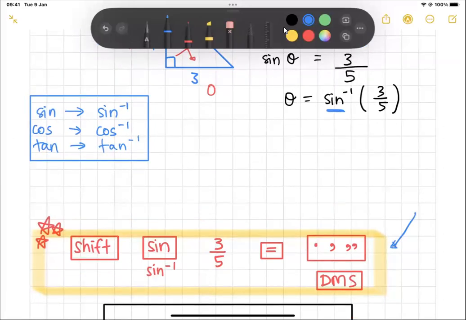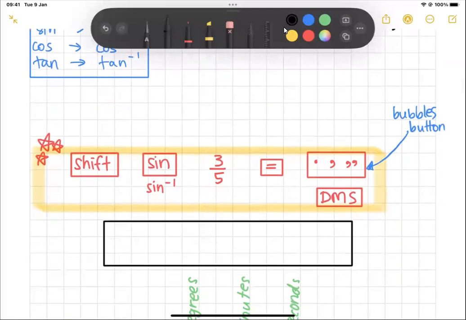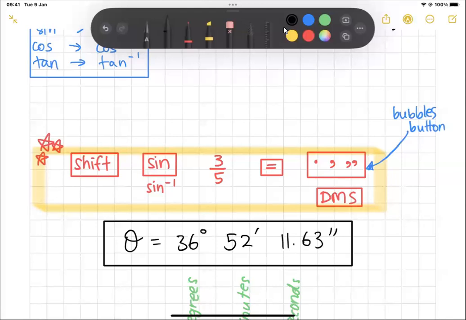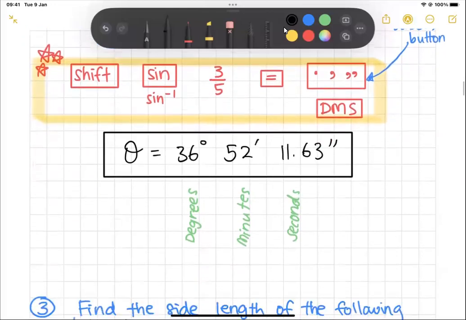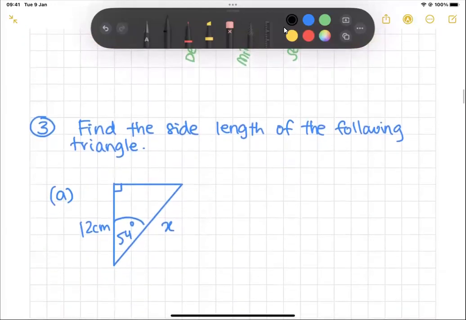Follow the steps in the red. I call this button right here, to be more specific, this one here, the bubbles button. That's just how I remember that button. It just looks like bubbles. Now I'm going to use that, and what I should get is theta should equal 36 degrees, 52 minutes, 11.63 seconds. Okay, that is my answer. And now I'm going to go through my third example.